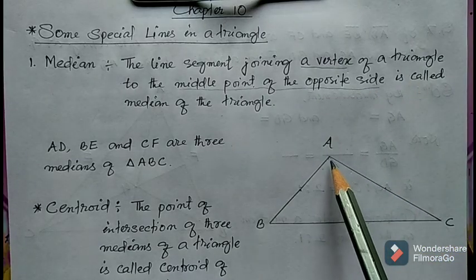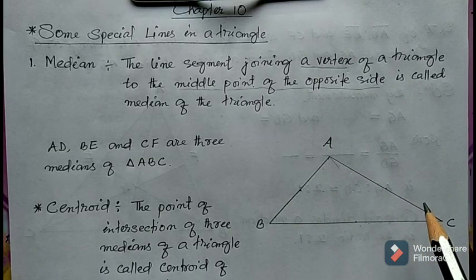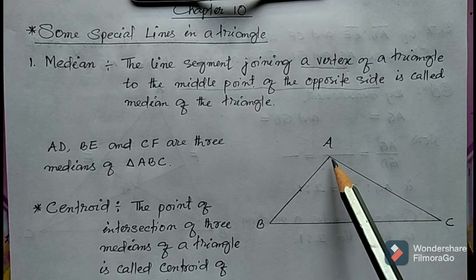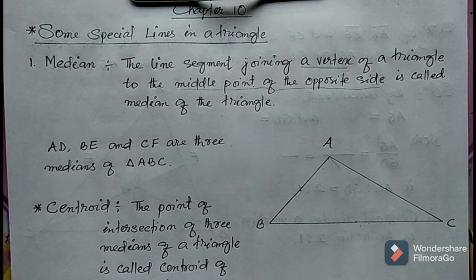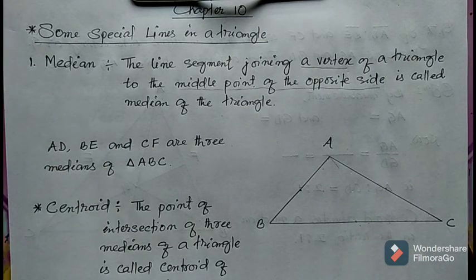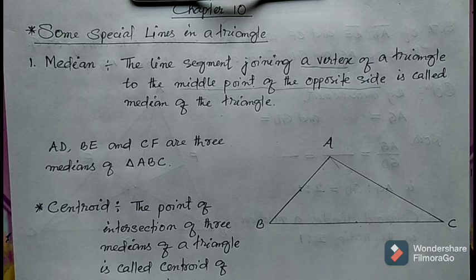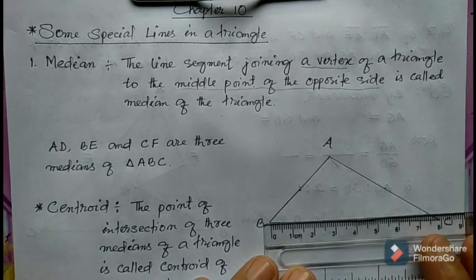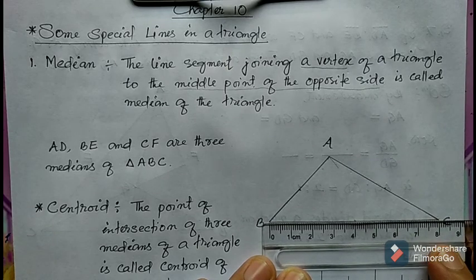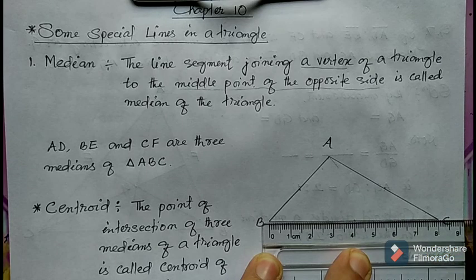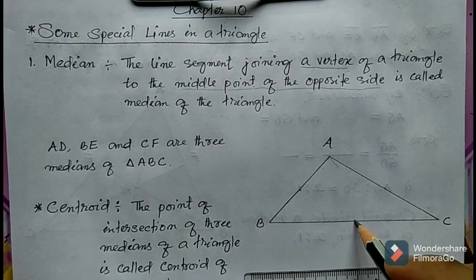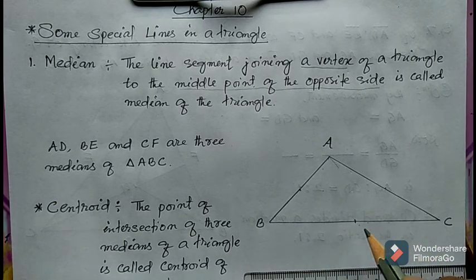So you can see here, the triangle is ABC, and in this triangle, there are 3 vertices and 3 sides. Now let's try to draw a median. For this, we take the side BC. Now let's see how long this BC is. Here the length of BC is 8 centimeter. Then the middle point of 8 centimeter is 4. So we mark at 4. So this is the middle point of side BC.